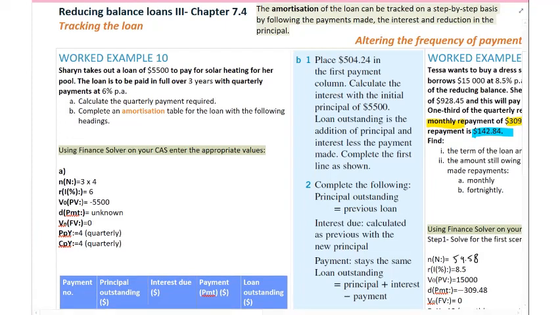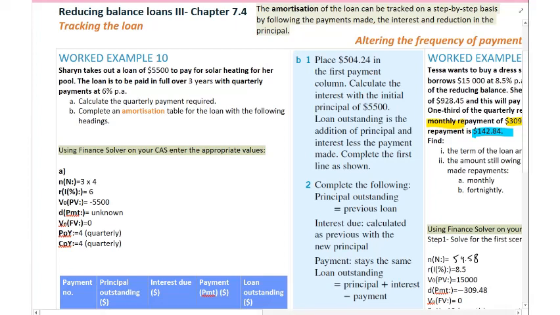Okay, so what we're looking at is reducing balance loans still. And in this case, we're looking at tracking the loan using an amortization table. So we want to look at the step-by-step basis of the payments being made, the interest, and finally the reduction in the principal.